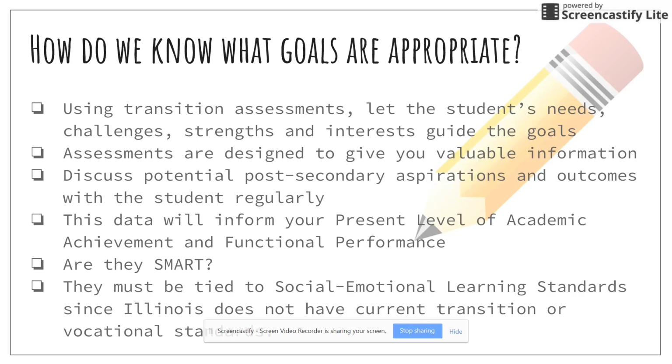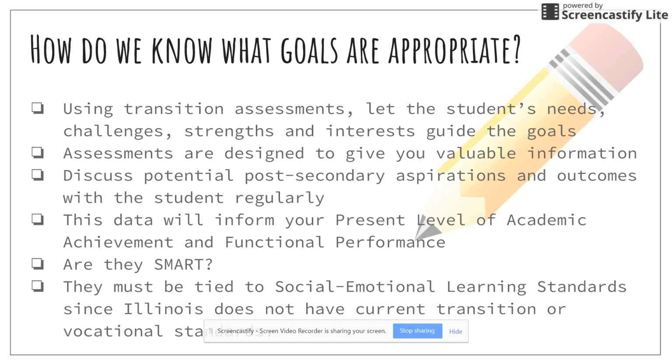So how do we know what goals are appropriate? How do we know what goals to write? First, you'll use transition assessments. The student's needs, challenges, strengths, and interests all guide the goal. You'll learn of these needs, challenges, strengths, and interests by doing transition assessments. Also, you'll learn this information by having conversations with the student, and hopefully you should know them well enough to help design a strong transition plan.